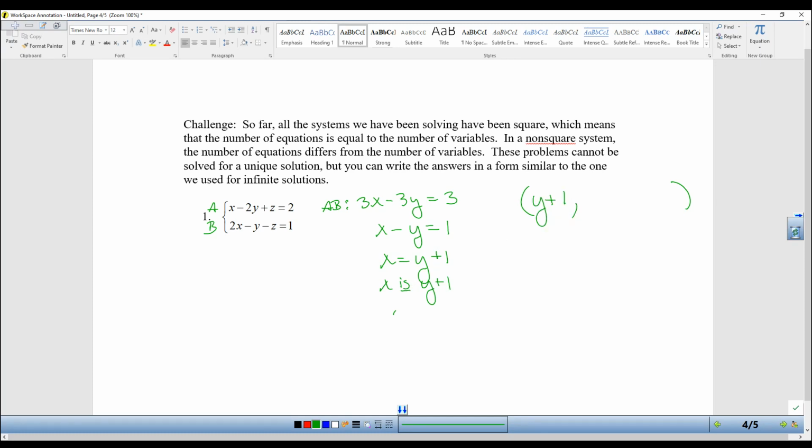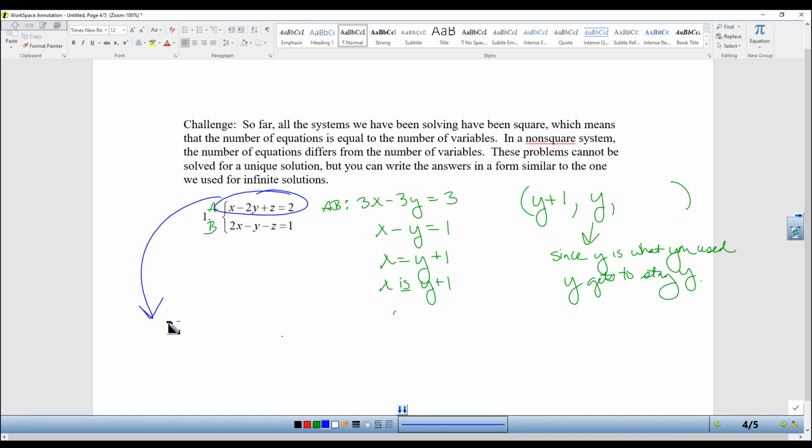So since y is clearly the variable you're going to use to write your ordered triple, y gets to stay y. People really struggle with that. Y gets to stay y. One variable gets to stay what it is. And then z has to be in terms of y. So you're going to take any one of these equations and you're going to plug everything in. So x is now y plus 1. Y is still y, but z needs to be in terms of y.